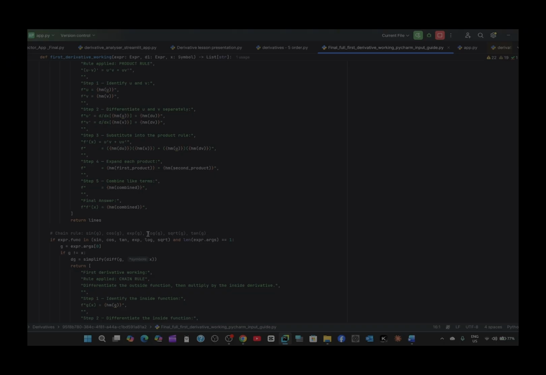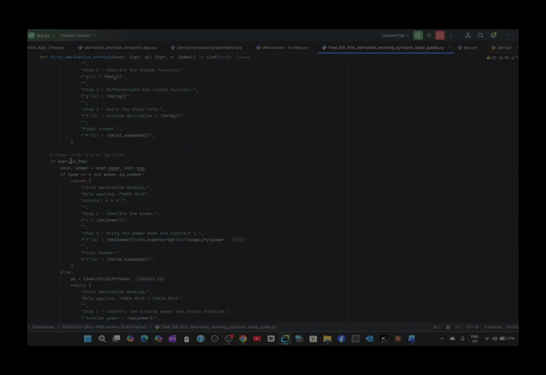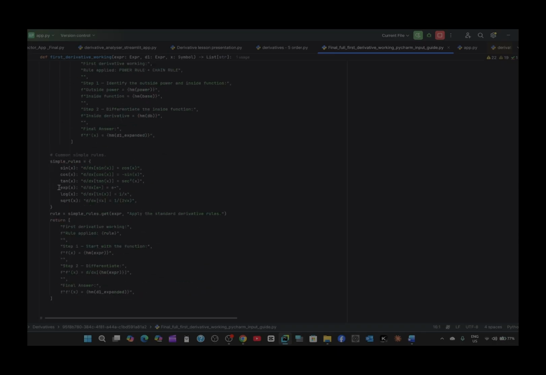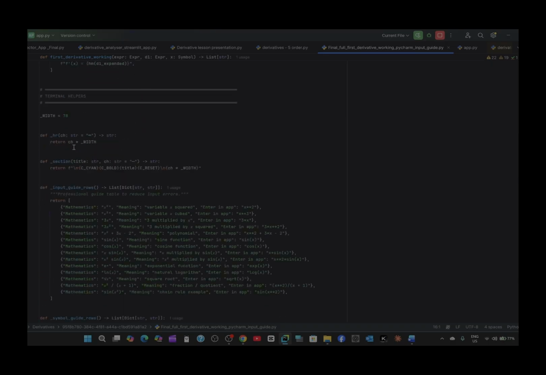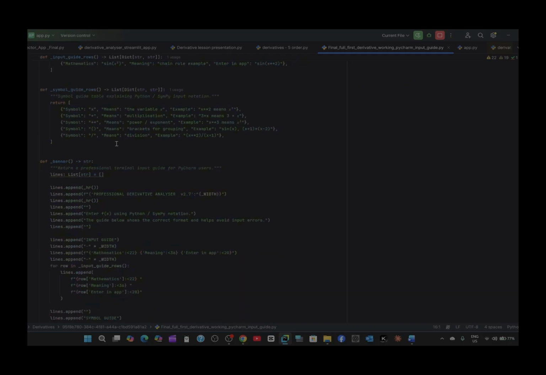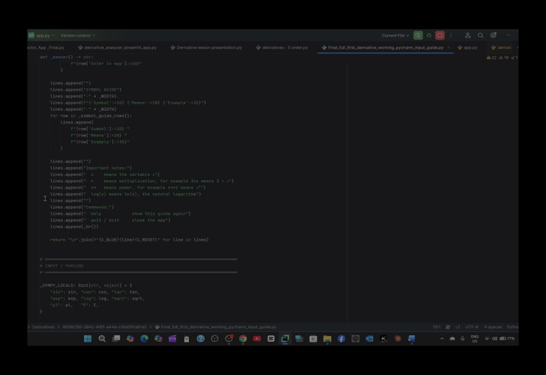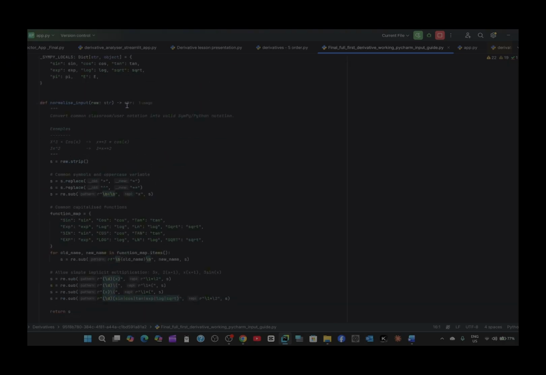It's going to work out the rule, how to work out all these little ones here, how to work out the power rule here. And when you simplify it, a simple rule, common simple rules are something we remember, we learn all by heart. We explained it before on the table. First derivative, and this is the guide, the way we explain the guide, the input guide. When you input, make sure you don't have an input error, that's it right there. And this is the banner, explained at the bottom of the guide. And now they normalize the input, when you input like this, they convert it for you.